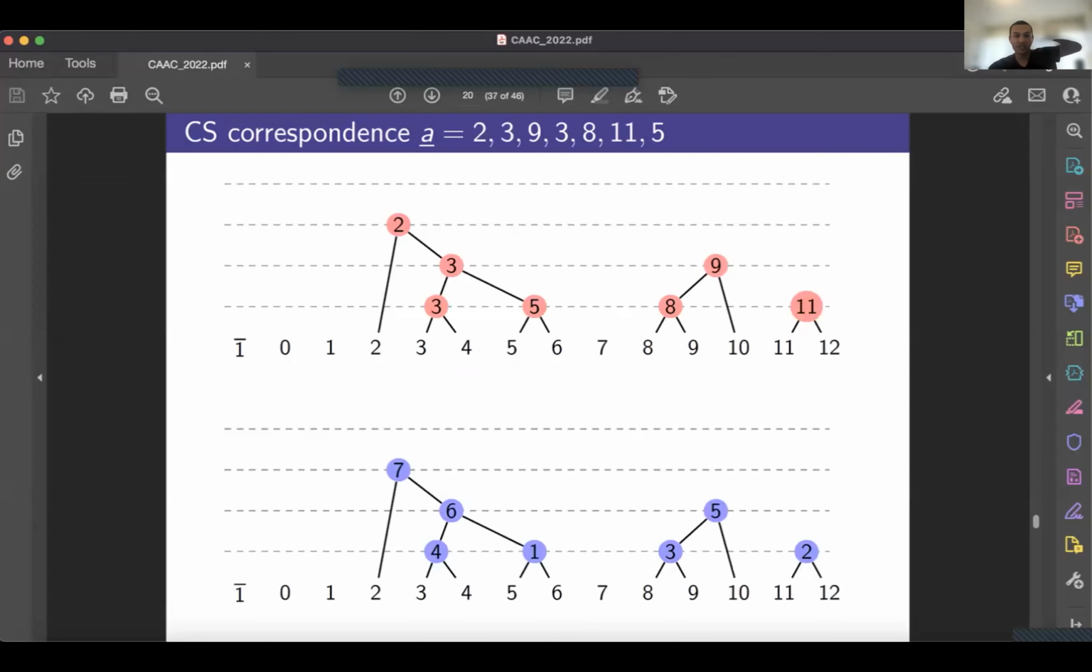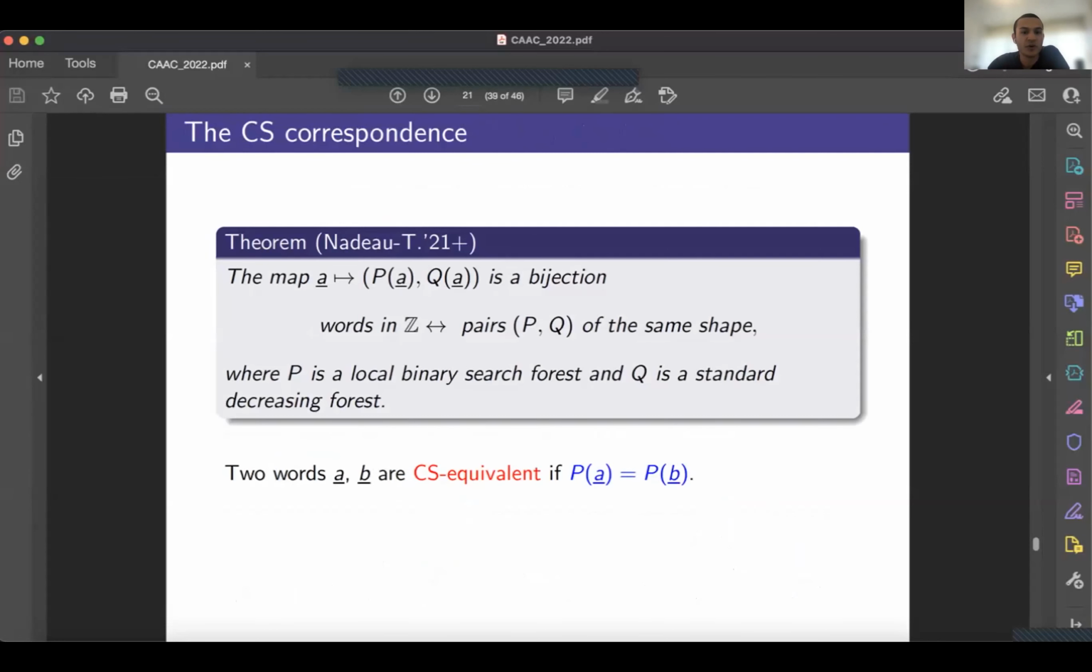Okay, so this is a bottom-up procedure. The nodes come down. So in the space between 3 and 4, the 3s are going to drop. Between 5 and 6, the 5s are going to drop, and you get forests. Okay, so that's my P symbol, and the other one's my Q symbol. So I can take this on any word. So I have a correspondence on words, and the output is trees or forests of the same shape, where one of the forests is a local binary search forest, and the other one's a decreasing forest.